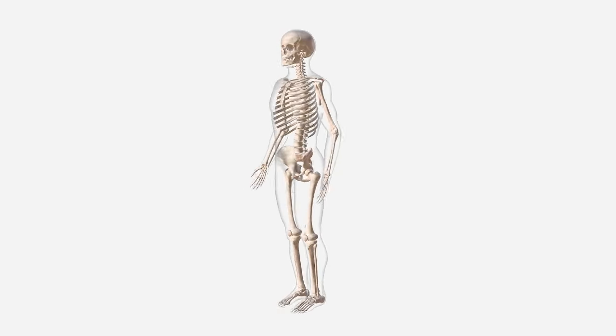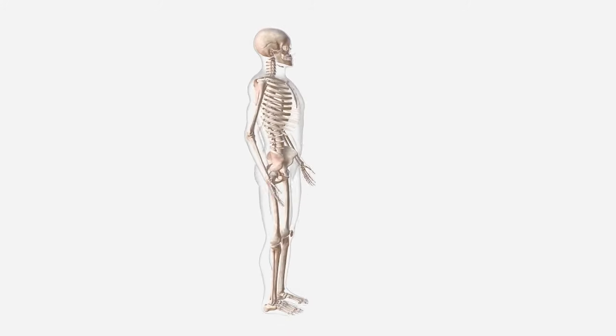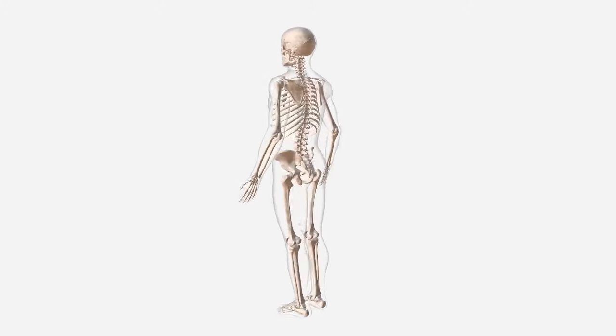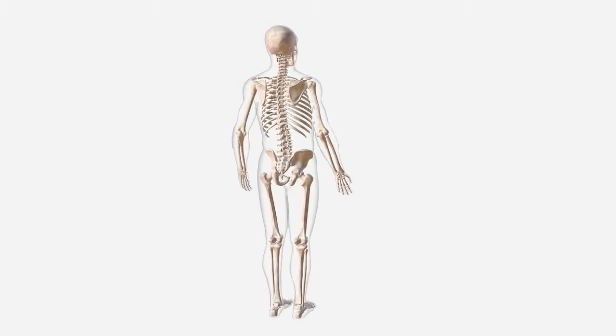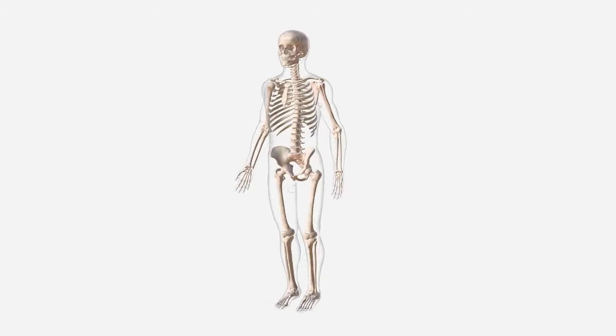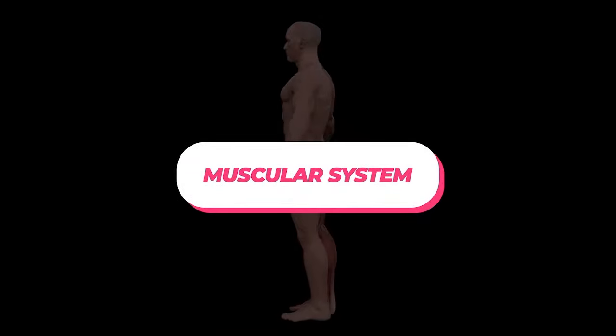The skeletal system also plays a number of important roles in the body. It provides support and protection for internal organs, helps maintain posture and balance, and produces blood cells in the bone marrow. Number 2. The muscular system.